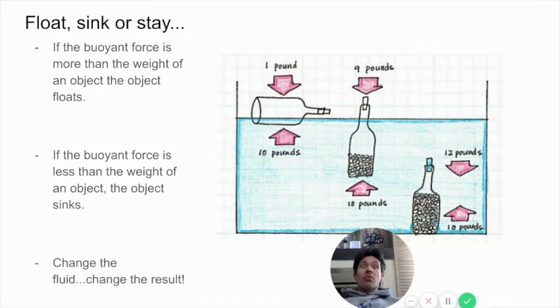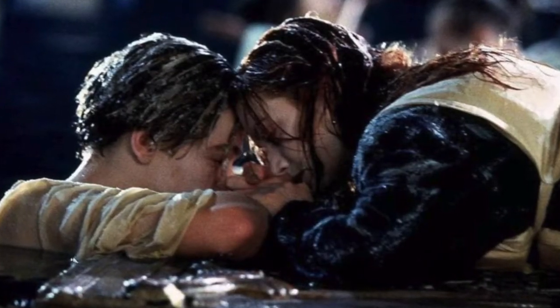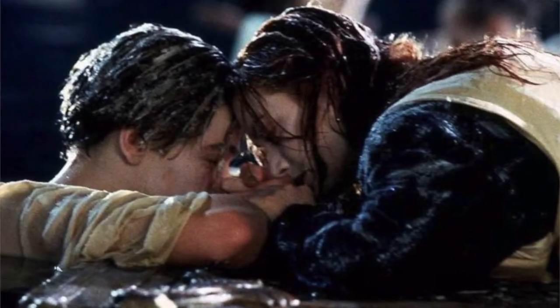Think the end of the movie Titanic when Rose lets Jack go. Was that high or low in the water?